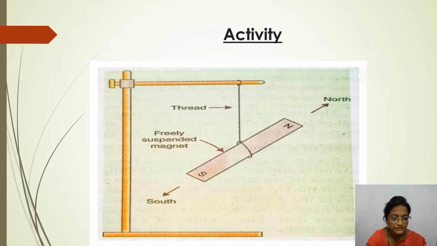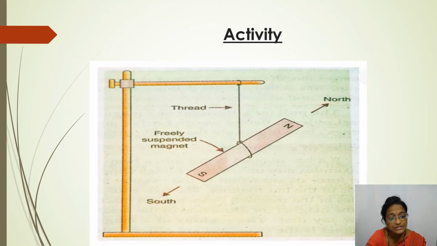We will observe that a freely suspended bar magnet always comes to rest in a particular direction, which is the north-south direction. So all magnets have two poles, whatever their shape may be. Usually north and south poles are marked on the magnets, isn't it? So this property of the magnet is very useful for us.